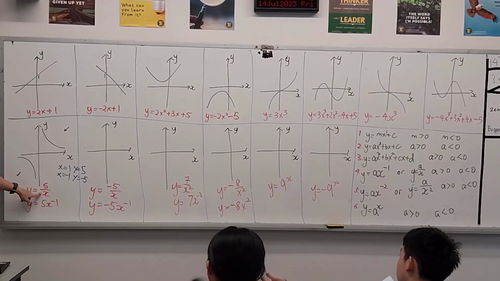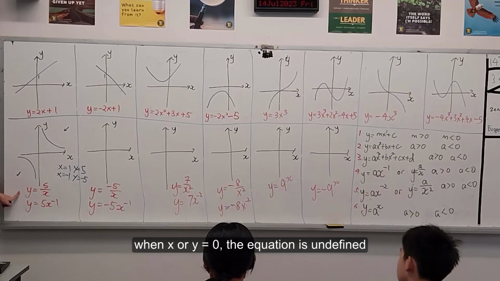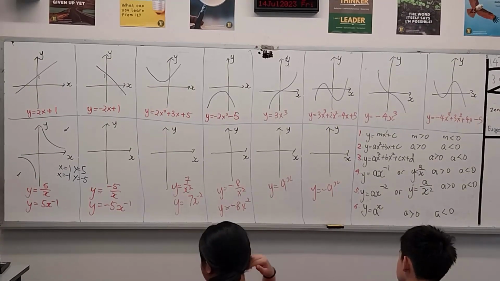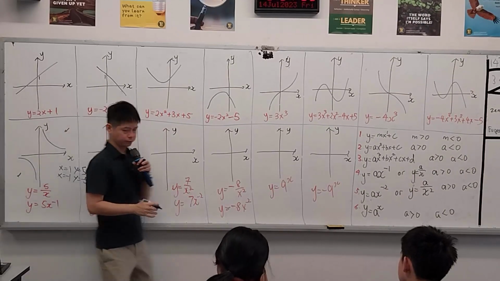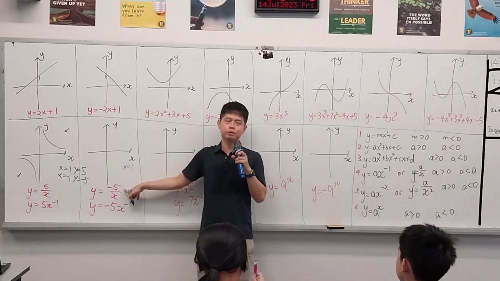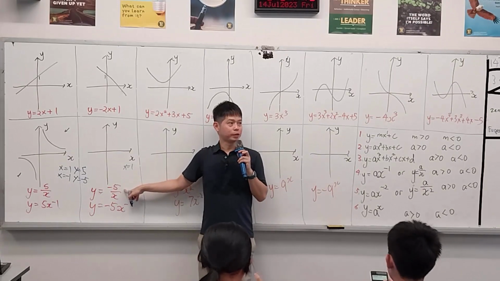What happens when you get 0? Can x be 0? It will be undefined, right? Can y be 0? Cannot, right? So x and y cannot be 0, so you cannot touch the axis, basically. Okay, let's try again. X is 1. Press calculator. Please just patronize me a bit.